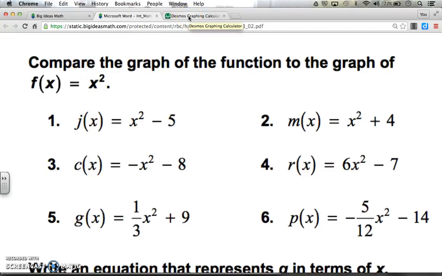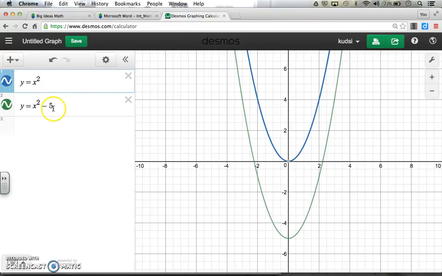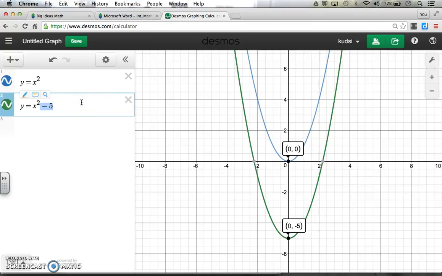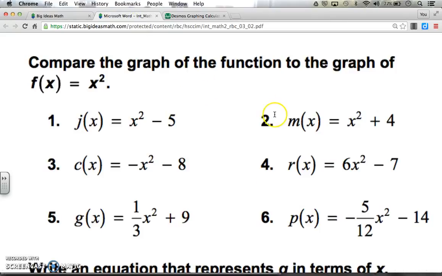The second graph, the function with the -5, is the same shape. They're both parabolas, but this one goes down to 0, -5. It got shifted down 5. It used to go through 0, 0, but now everything got moved down by 5 because of this -5. It subtracted 5 from all of our points. So that's how you would answer the first one: it looks the same, but got shifted down by 5.